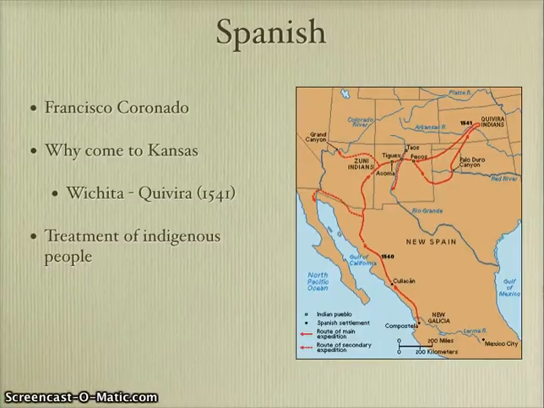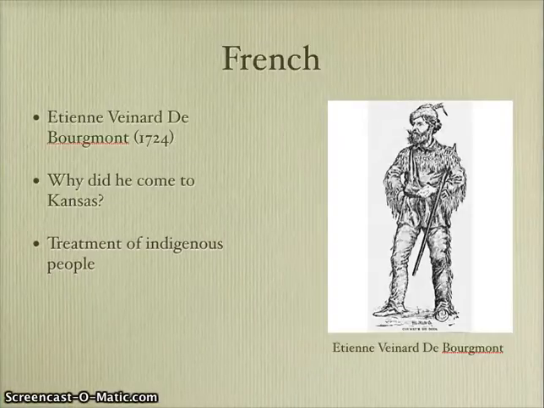Okay, so the next group of people we're going to talk about are the French. The French had claimed lands all the way from Louisiana up into Minnesota, all throughout the Midwest. Later on, the U.S. is going to purchase that land from the French, but this is much later on.